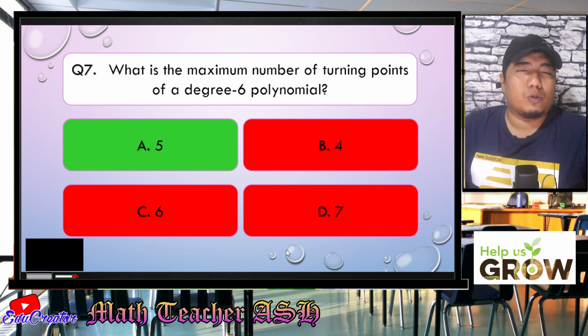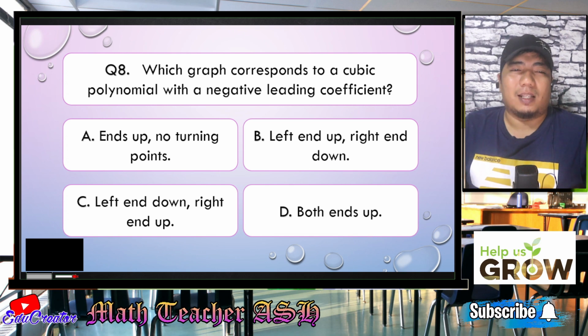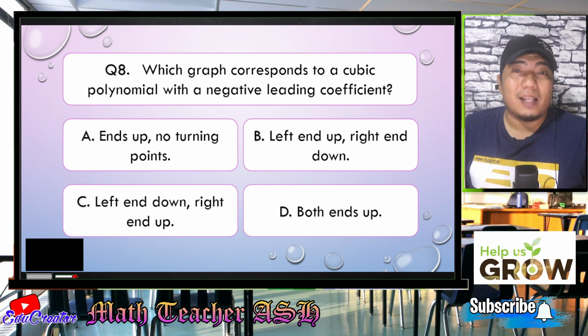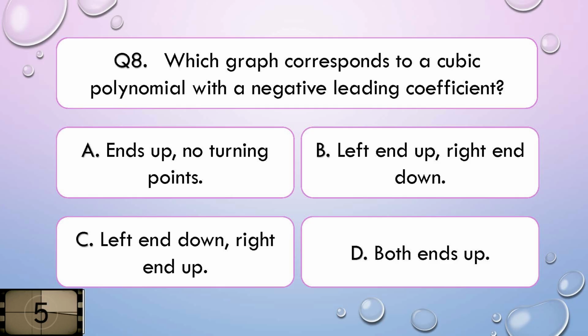Now let us go to question number 8. Which graph corresponds to a cubic polynomial with a negative leading coefficient? Is it A, ends up, no turning points; B, left end up, right end down; C, left end down, right end up; or D, both ends up? I'll give you 5 seconds to think about your answer.